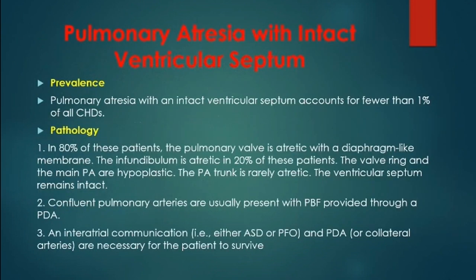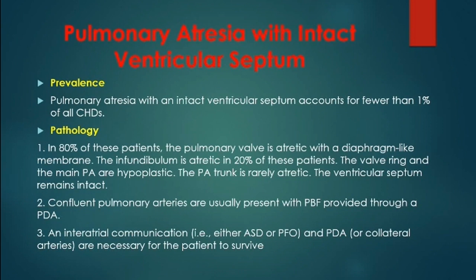The next defect is pulmonary atresia with intact ventricular septum, which represents less than 1% of all congenital heart diseases. In this disease, 80% of cases have the pulmonary valve as a diaphragm-like membrane separating the right ventricular outflow tract and the main pulmonary trunk. In 80%, the infundibulum is also atretic. Rarely, the valve ring and the main pulmonary artery are entirely hypoplastic.